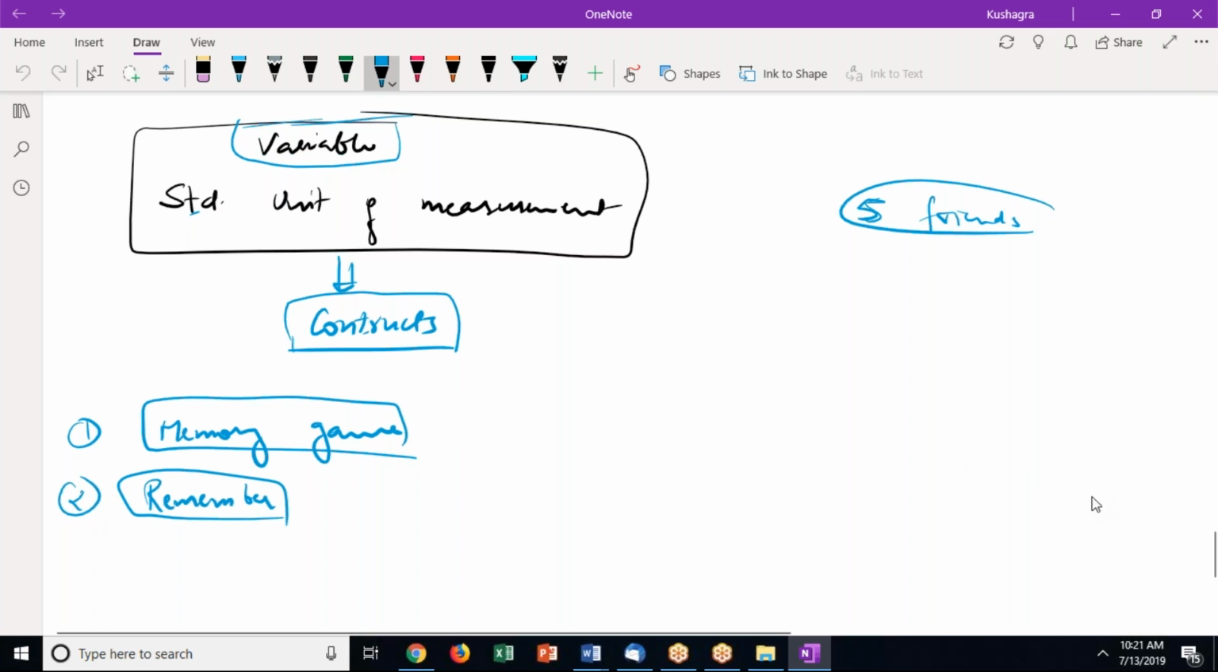Can be a way to do that. By body language? You cannot do that. You cannot measure somebody's memory by their body language. I don't think that's a correct way of measurement, because again, for body language you don't have a standard unit of measurement.